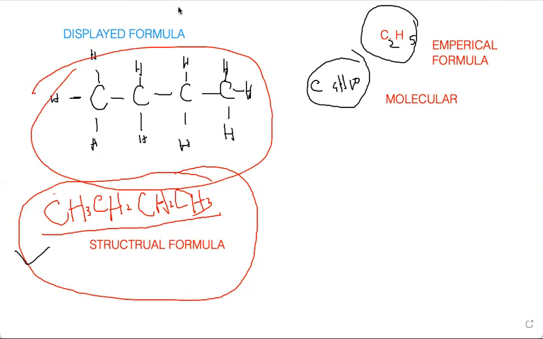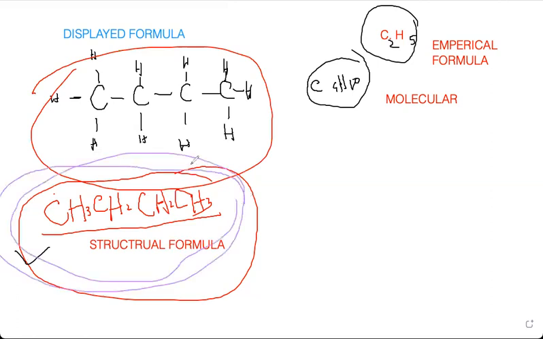We have empirical formula, molecular formula, displayed formula, and structural formula. I just told you that A-level chemistry focuses more on the structural formula. You should know about this for every compound, but you can see it in your past papers. In A-level chemistry, we have one more type of formula, called a skeletal formula.